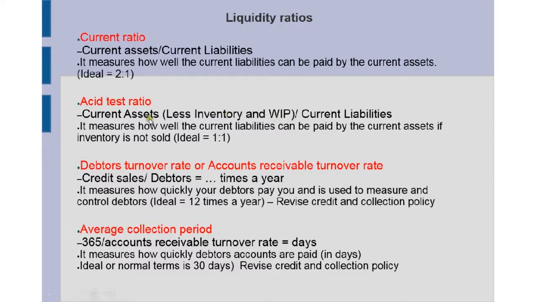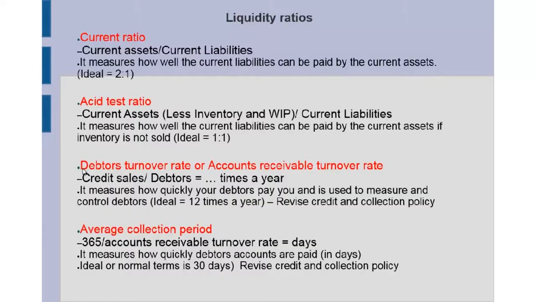And this will then measure how well the current liabilities can be paid by the current assets if the inventory is not sold. And the ideal situation for this is then 1:1. One current asset less the stock to one current liability. Obviously, if the business does better than that, it is a good situation. The current assets are also influenced by how soon the debtors pay us.